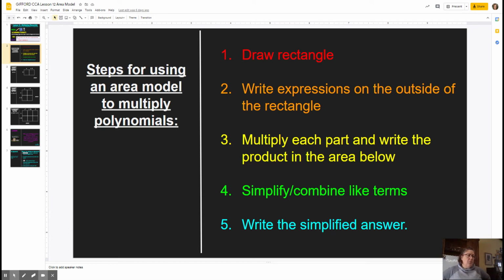Step number 3, you're going to multiply each part and write the product in the area below. So you're going to treat it like it's a times table and fill in the area below. Then you're going to simplify or combine like terms, and then you're going to write your simplified answer. So I will give you a couple moments to get the steps written down on your paper, and then we'll go over some examples.